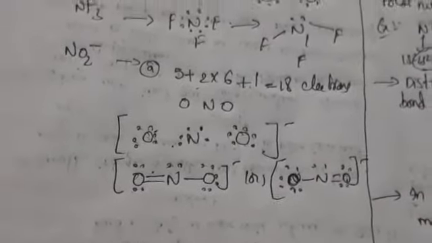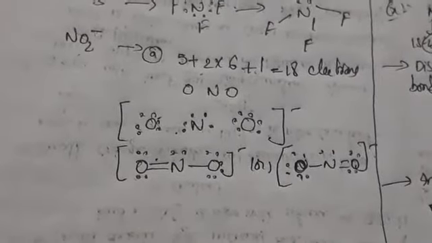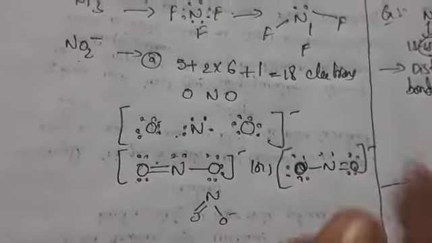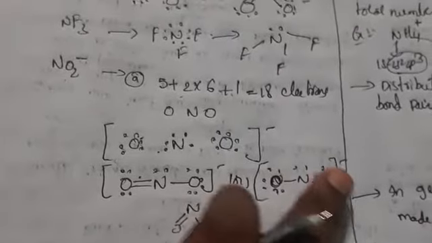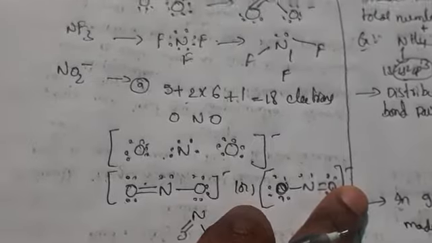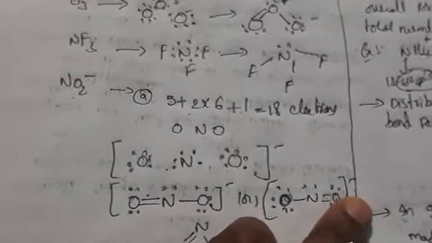So generally, the structure we can write here is N double bond O minus. We have a minus here, that's why we are representing the minus here. So this is the way to represent Lewis structures. And let us take one more example, CO.